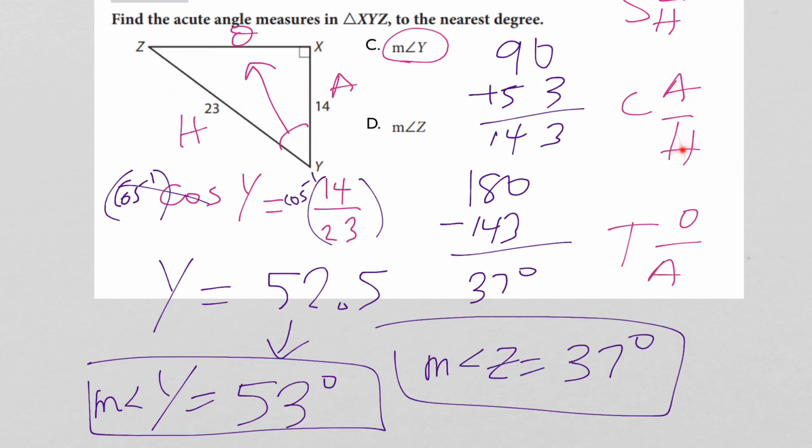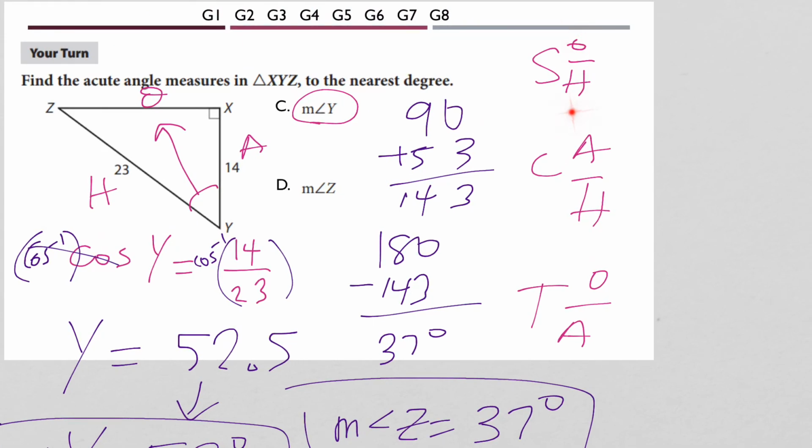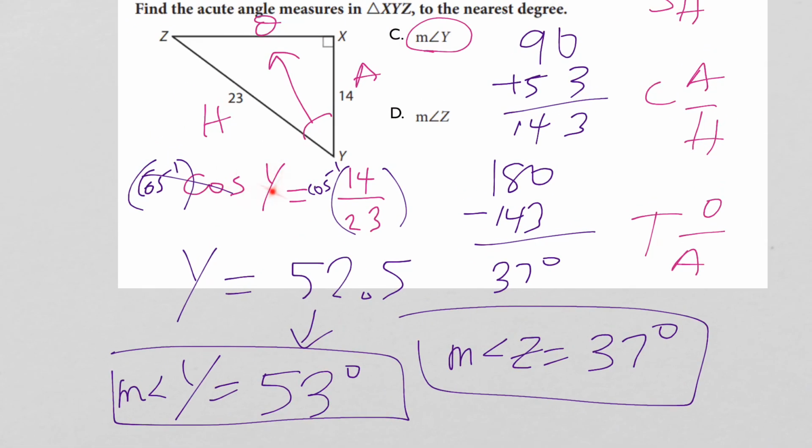And AH is cosine. Sine is OH. So it's out. Tangent is out. I'm not even worrying about that. So I used cosine. So cosine of angle Y is equal to the A value, 14, divided by the H value, 23.